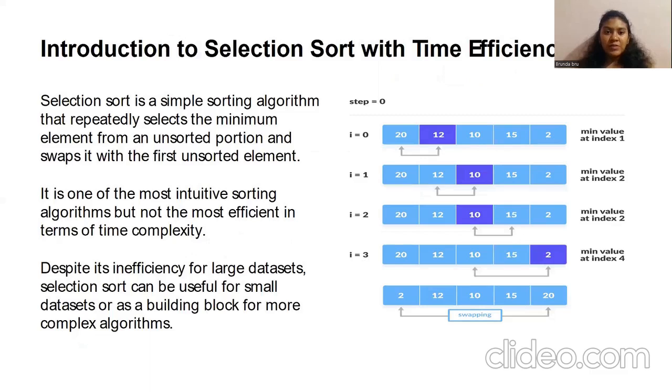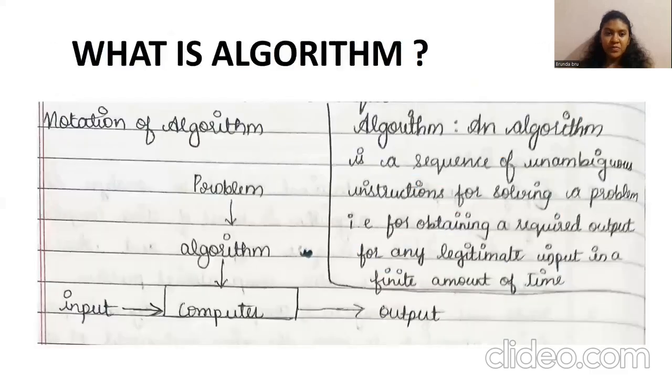Selection sort is a simple sorting algorithm that repeatedly selects the minimum element from an unsorted portion and swaps it with the first unsorted element. It is one of the most intuitive sorting algorithms but not the most effective in terms of time complexity. Despite its inefficiency for large data sets, selection sort can be useful for small data sets or as a building block for more complex algorithms.